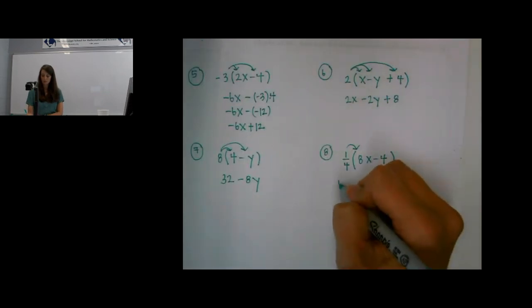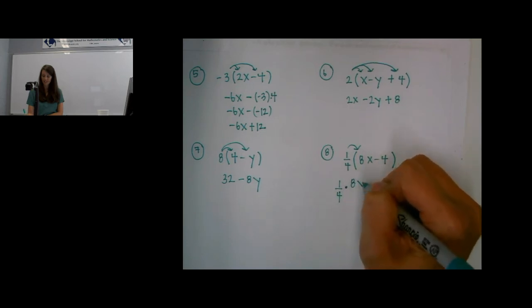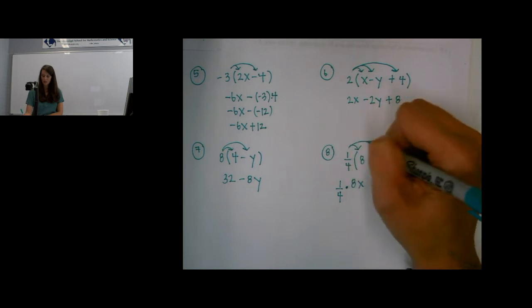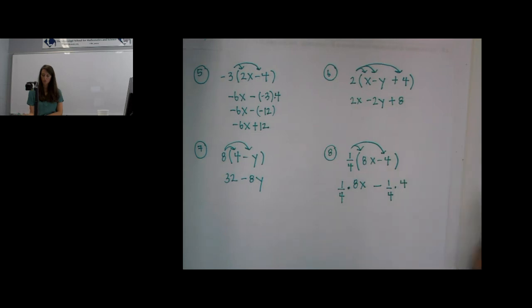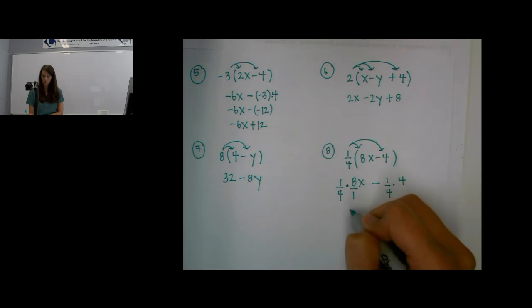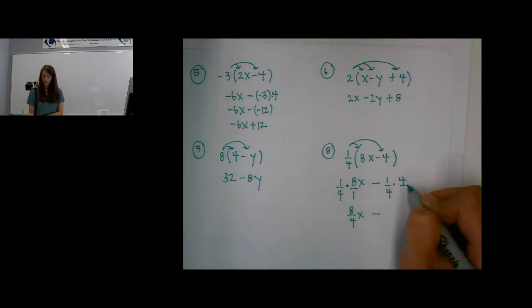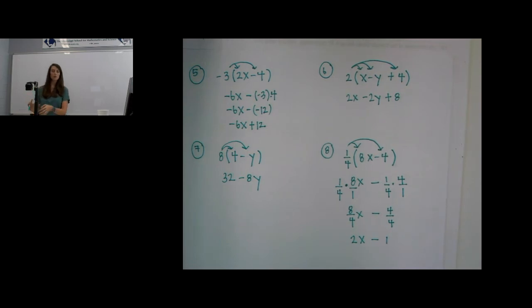So this is going to be saying a positive 1/4 times 8x. Okay, minus a 1/4 times 4. Okay, this 8 is 8 over 1. So this is really saying 8 over 4x. Okay, and this one, same thing, is saying 4 over 4. So 8 over 4 is going to give me a 2x, and 4 over 4 is going to give me a 1. Okay, so fractions work the same way.